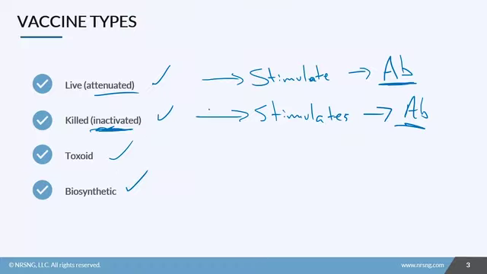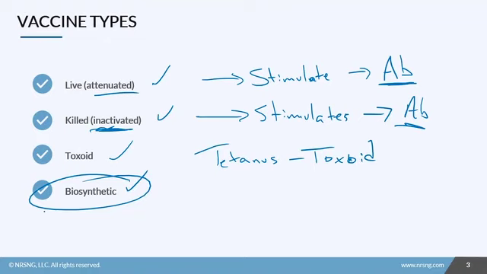Toxoid vaccines are immunizations created from the toxin of a bacteria. Tetanus is a toxoid type of immunization. Diphtheria is another one. Because science is so super cool and awesome, we're also able to manufacture biosynthetic vaccines, which are man-made. They provide another avenue for making immunizations available. A good example of a biosynthetic vaccine is Hep B.